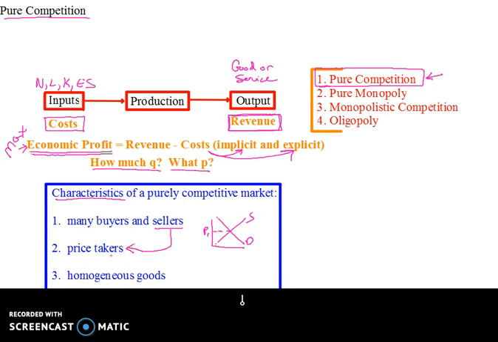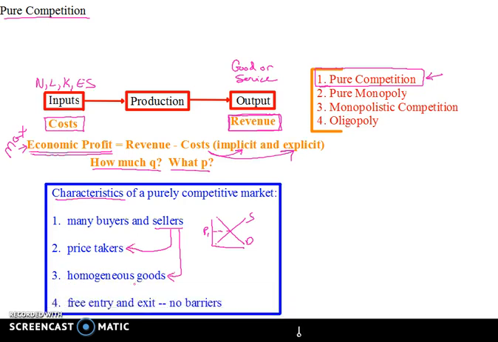Number three, they produce homogeneous goods. That is to say that all these sellers are producing the exact same good. You cannot distinguish one company's good from another company's good. They're all making the exact same good, homogeneous goods. And then finally, number four is that there is free entry and exit. That is to say, there are no barriers to firms coming into this market or firms exiting or leaving this market.